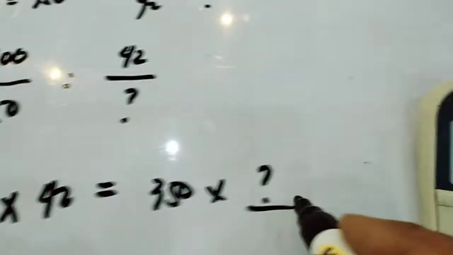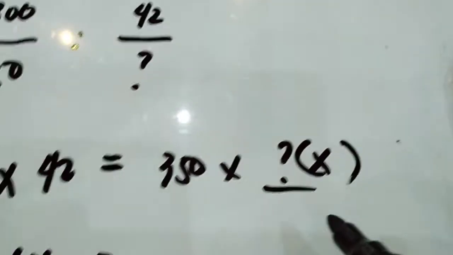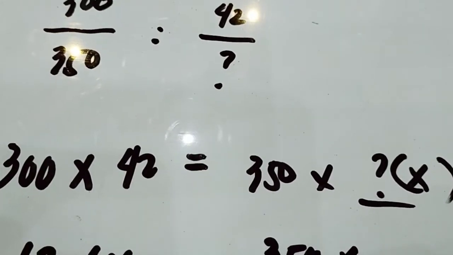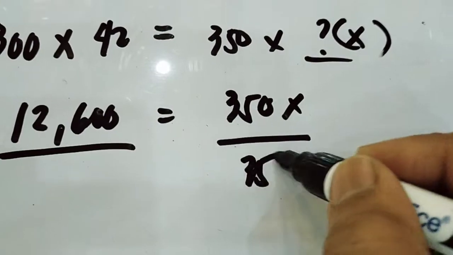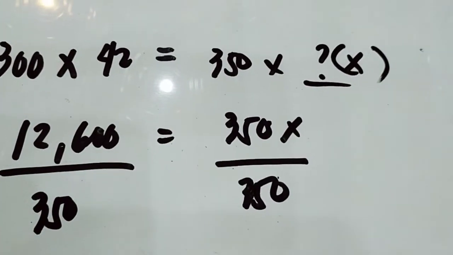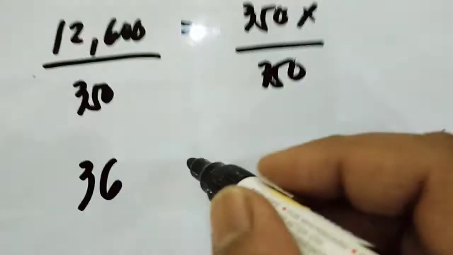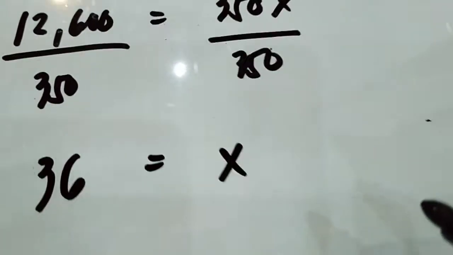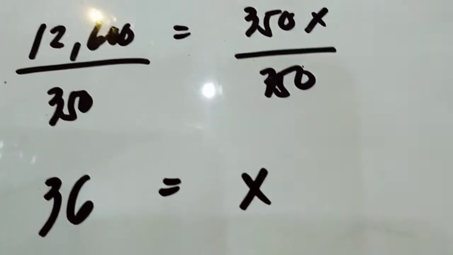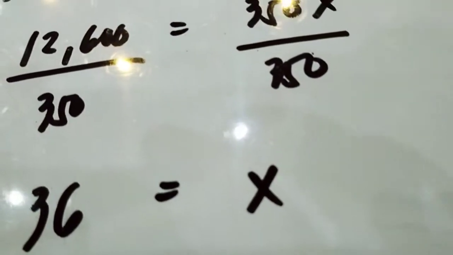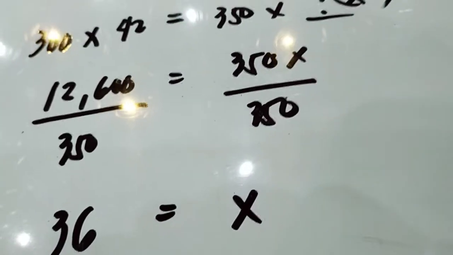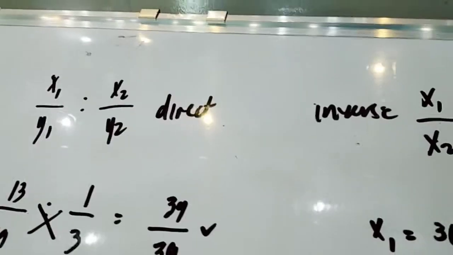So to get your x, you have 350x, so divide that by 350. You have 36 days. So only 36 days of food are left that can feed the 350 people. So again, that's the relationship.